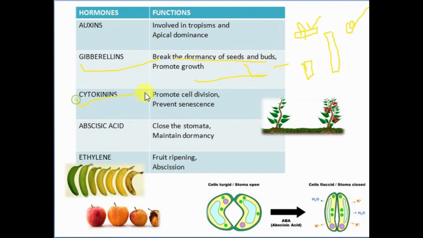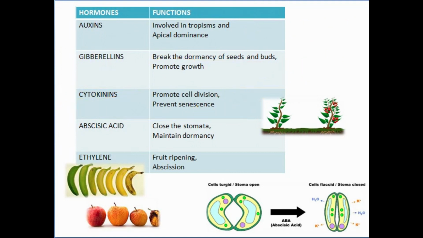Then we have cytokinins. Cytokinins promote cell division, and they prevent senescence. What does it mean? It prevents aging. So we can say that cytokinins prevent aging. If we add cytokinins to a cut flower, then it will not die very early. So this is the function of cytokinin. Cytokinin will prevent cell aging. Now these three were the plant growth promoters.